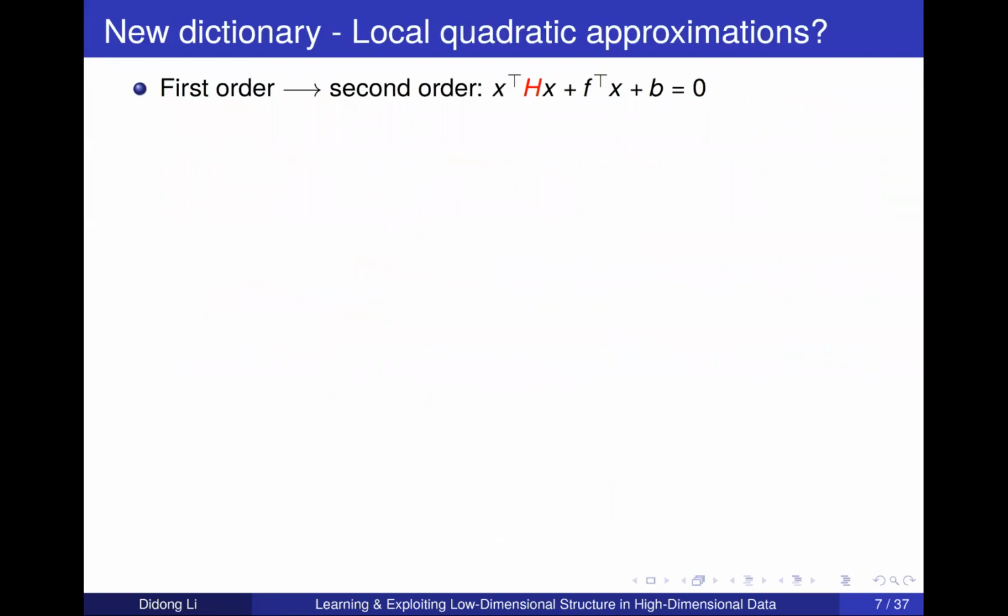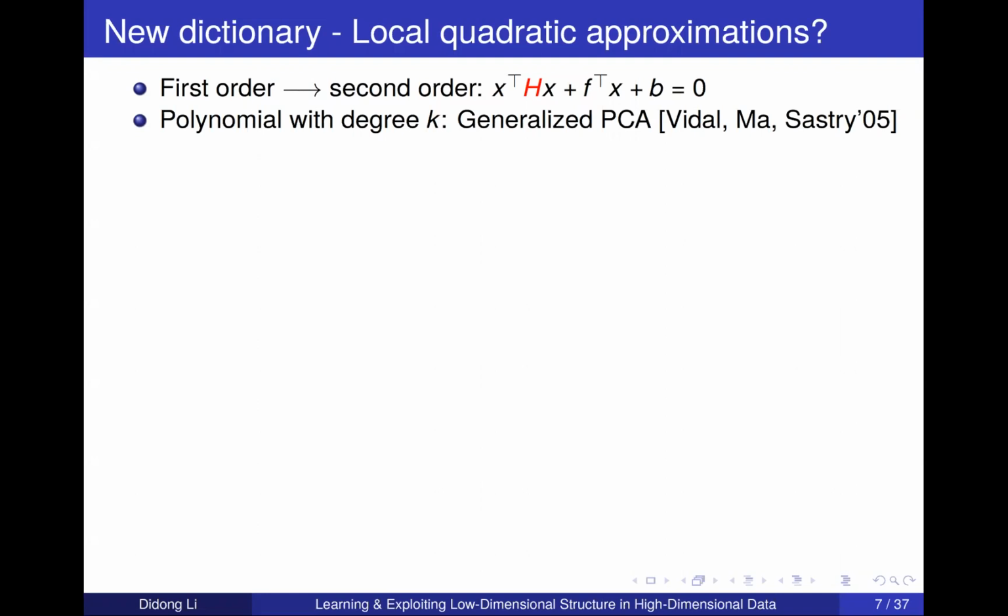So the most natural generalization is to consider a second order approximation, because the linear method is just a first order approximation. A second order approximation can be represented by this quadratic function x transpose Hx plus f transpose x plus b equals 0, where H is a p by p symmetric matrix, f is a p by 1 vector, and b is a scalar. Or you can consider some higher order approximation like a degree k polynomial. This is the generalized PCA. Or you can consider even more flexible local bases, the principal curves.